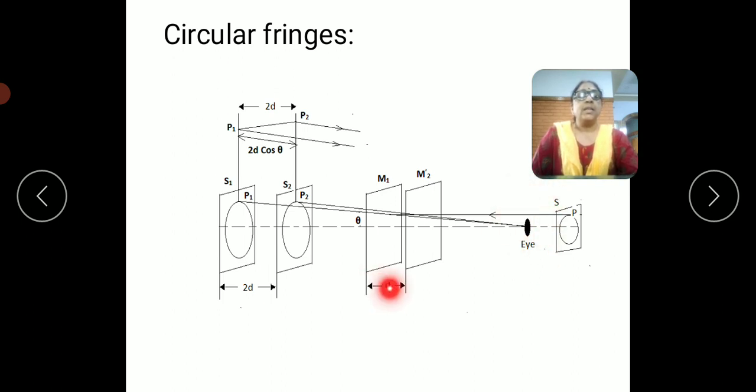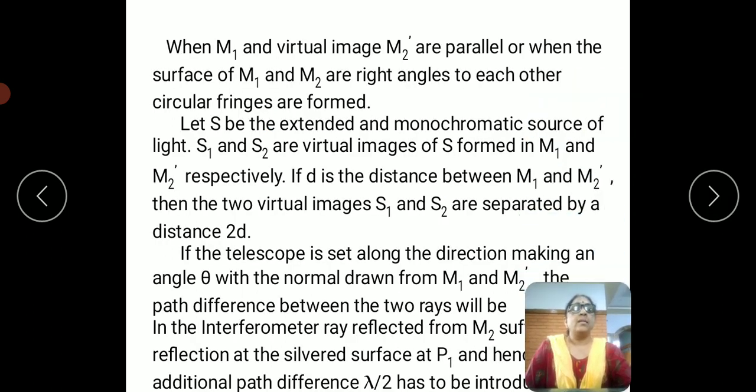If D is the distance between M1 and M2 dash, then 2D is the separation between S1 and S2. If M1 is moved by lambda by 2, then the path difference is exactly equal to lambda. So when M1 and the virtual image M2 dash are parallel, or when the surfaces M1 and M2 are exactly perpendicular to each other, then circular fringes are formed.